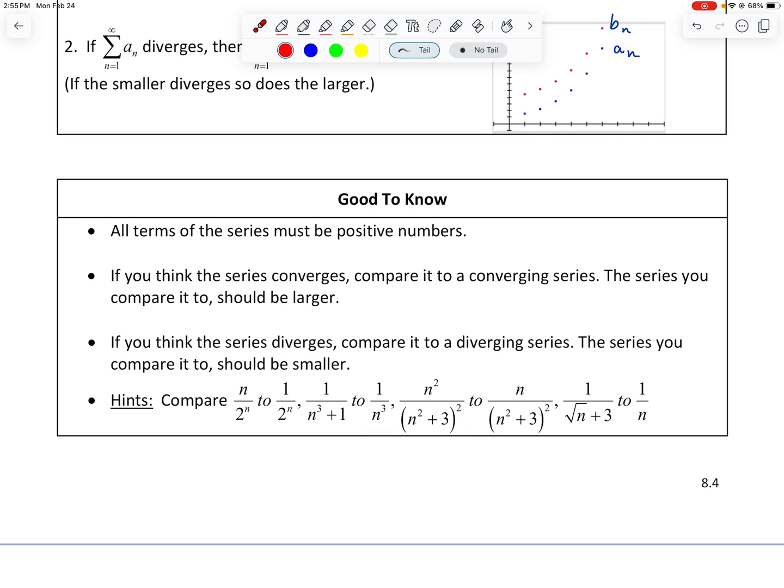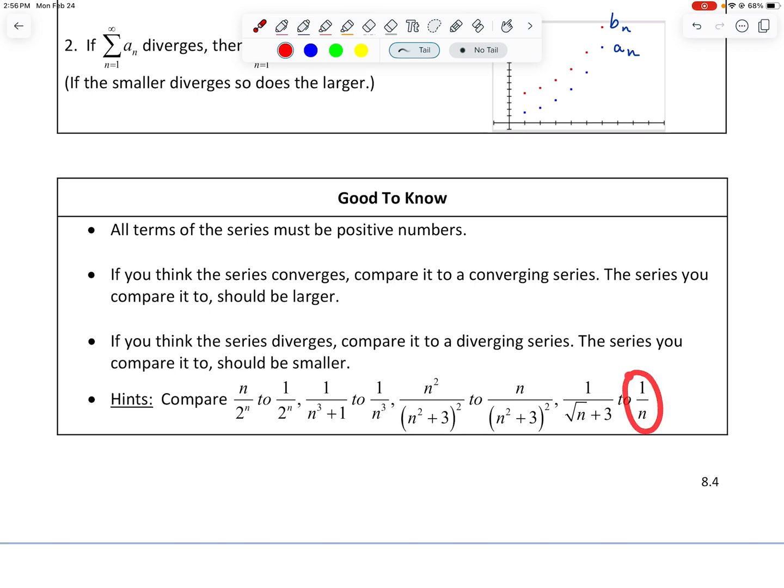So the same with this one. I just dropped a power by 1. It went from n squared to n. And a lot of this is trial and error, but a lot of times you can also see what's going on. And then also 1 over the square root of n plus 3 to 1 over n. That's a good one. So we know this is a diverging harmonic series. So if we think our given series diverges, and we can show that 1 over n, which also diverges, is a smaller series, then we can prove the divergence of our original.